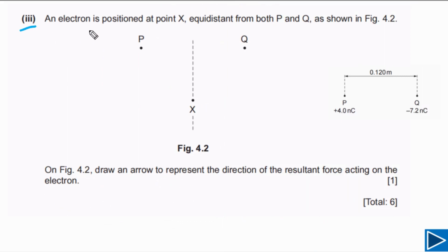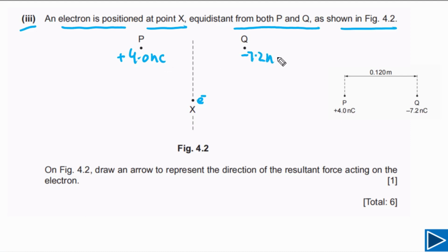For the third part, it is given to us an electron is placed at point X, and it is at equal distance from both P and Q as shown in figure 4.2. Means electron is simply placed at this point, and it is at equal distance, means the distance between electron and P and the distance between Q and electron, they are the same. But the charge on P is plus 4.0 nanocoulomb, means it has positive charge. But Q has negative charge, and this is equal to 7.2 nanocoulomb.